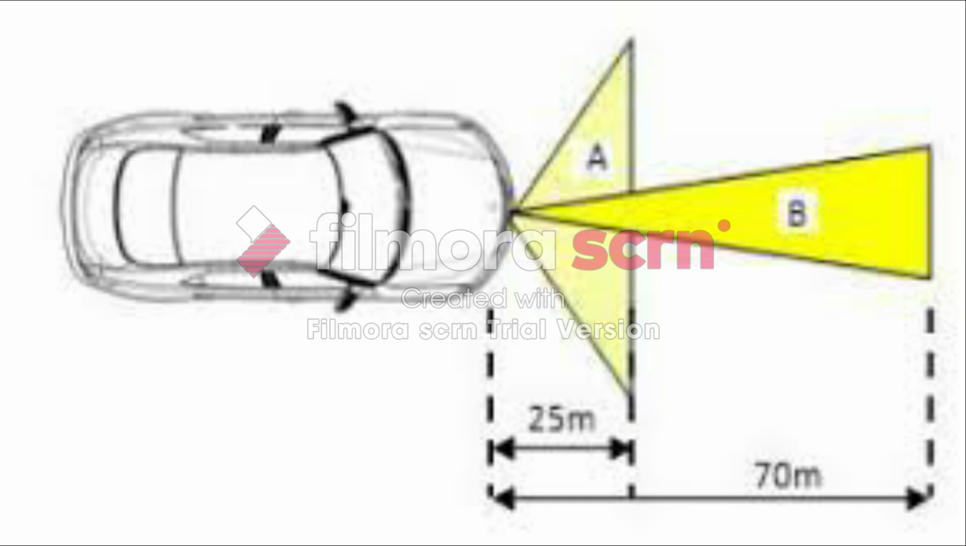From this figure we can see that when the dipper is applied, portion A is lit up, and when the upper is applied, portion B is lit up. This shows how the upper and dipper cover the area in front of the car. The typical distance for the dipper is 25 meters and for the upper is 70 meters. We can change this portion according to our convenience by adjusting the headlight height.